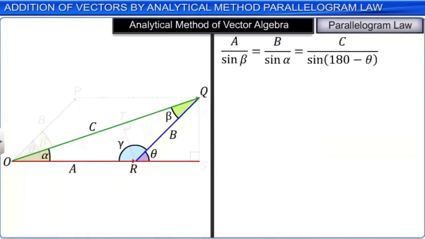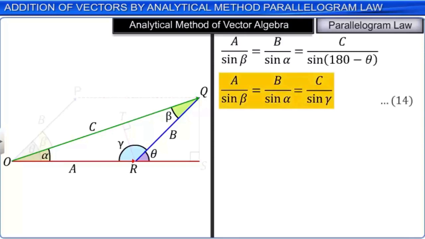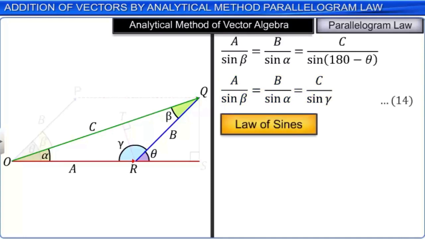So A by sine beta is equal to B by sine alpha, or you can write that from the figure. See, sine theta can be written as sine of 180 minus theta. Then you can write that as A by sine beta is equal to B by sine alpha is equal to C by sine gamma. That gives you the angle with the third direction, which is taken as the 14th equation, and this is the required equation, which is called the law of sines.